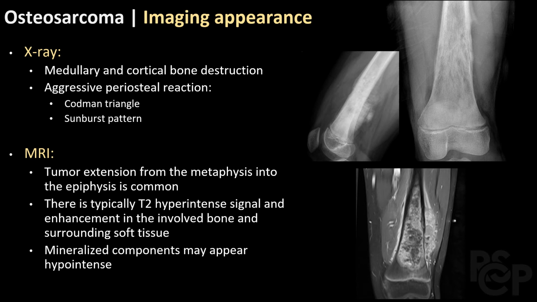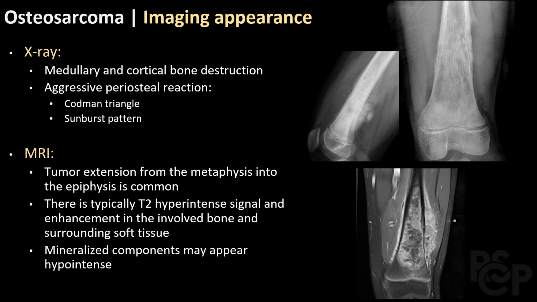Starting with the X-ray imaging appearance of osteosarcoma, you'll typically see medullary and cortical bone destruction. It's a pretty aggressive tumor. And you can also see a periosteal reaction, such as the Codman triangle and the sunburst pattern.